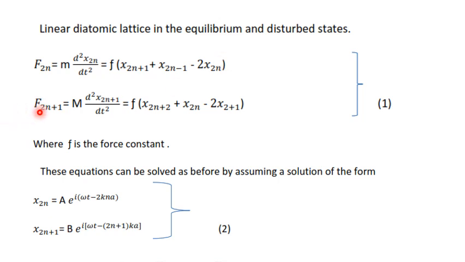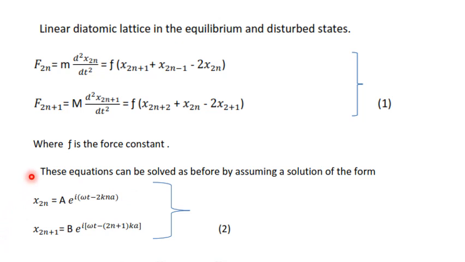Then here x2n plus 1, this is for one atom, this is for another atom. This is different from the monoatomic case. So here, the other case comes: F2n plus 1 is equal to capital M into d square x2n plus 1 divided by dt square, that is equal to f into x2n plus 2 plus x2n minus 2x2n plus 1. Here n is missing, it is 2n plus 1. And f is the force constant.